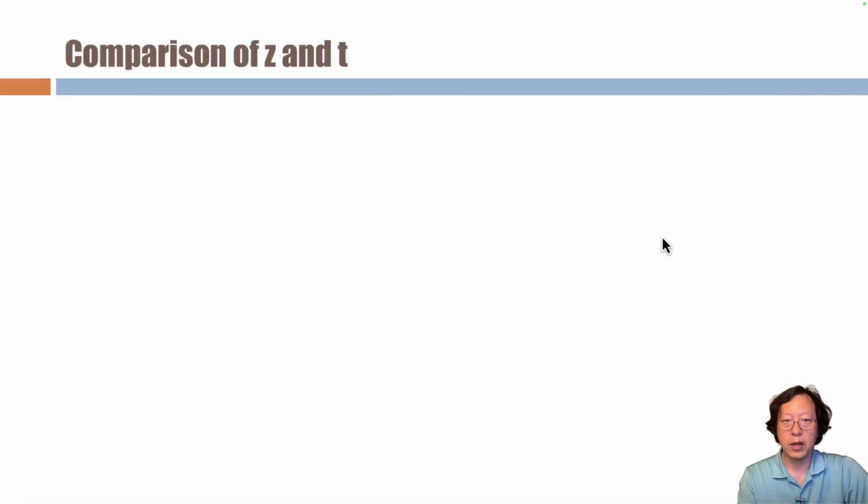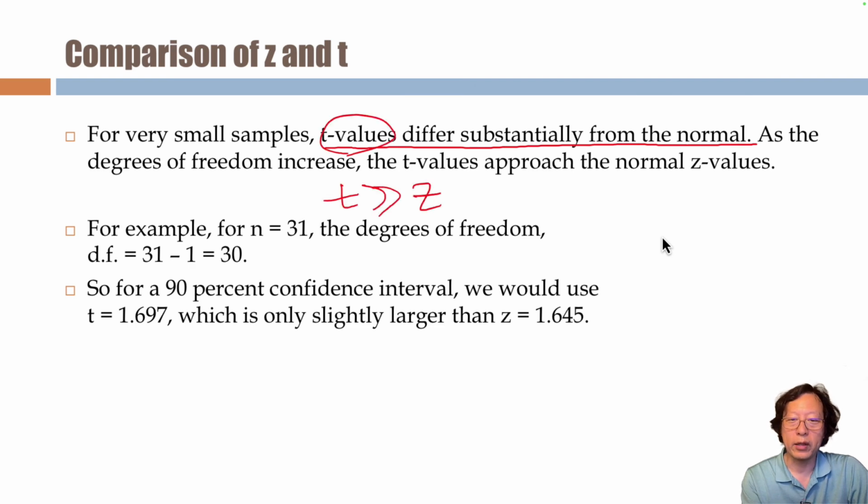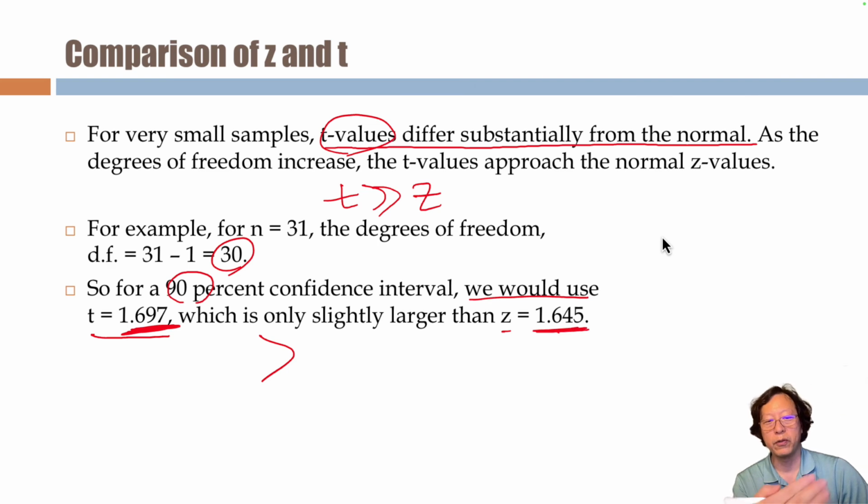Comparison of the z and the t. For a very small sample, the t value is a lot different from the normal, so t is a lot bigger than the z. But when n is getting bigger and bigger, the t will be very similar. For the 90% confidence interval, t is 1.967, but z is 1.645. So t is greater, but with 30, it's not a lot greater, just a little bit. If you have more and more samples, a higher degree of freedom, then your t is getting close to the z value.